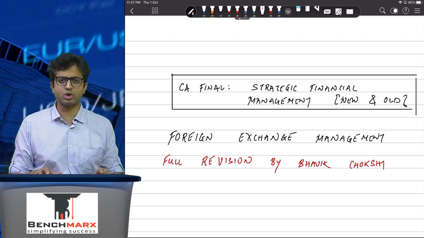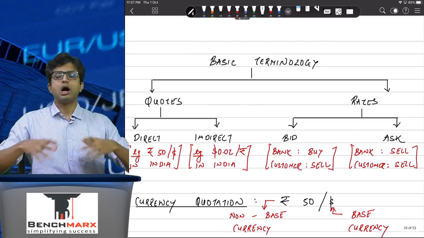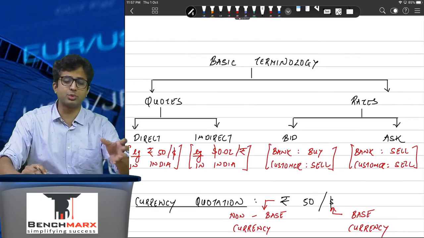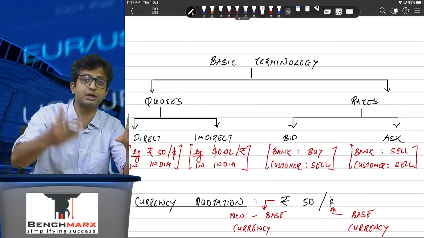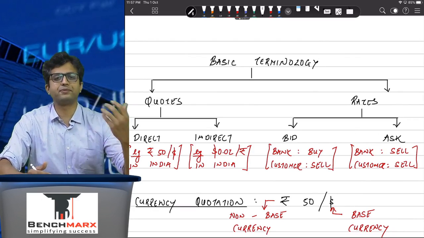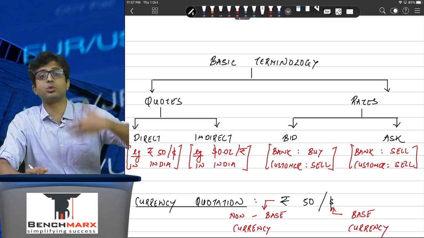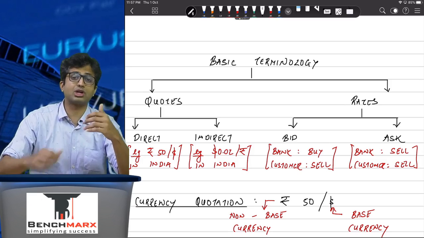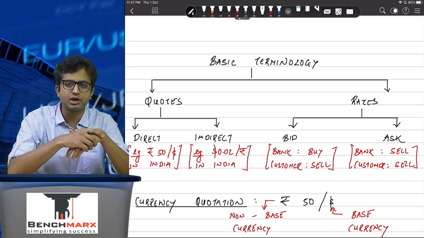So this is on your foreign exchange. First of all, we'll discuss a few basic terminologies. To start with, you have something like the spot rate, that is the rate prevailing on the date of the transaction, and forward rates, which mean rates which are expected to occur at a future date.